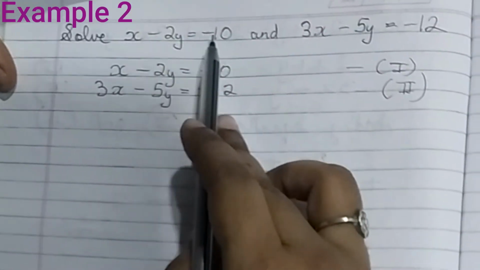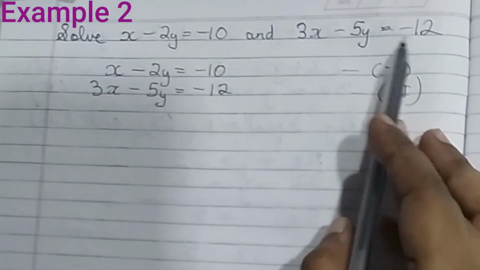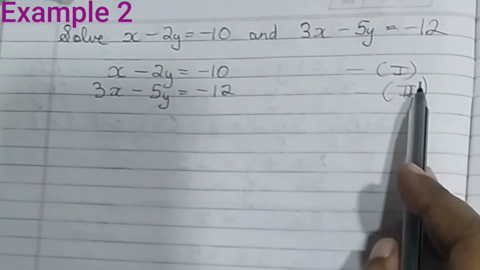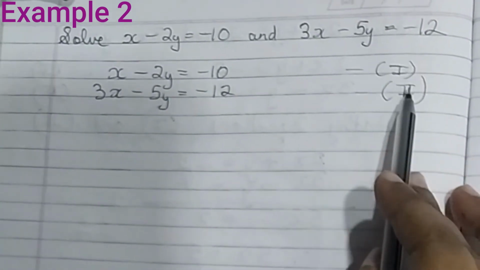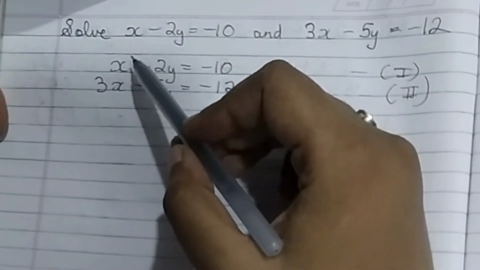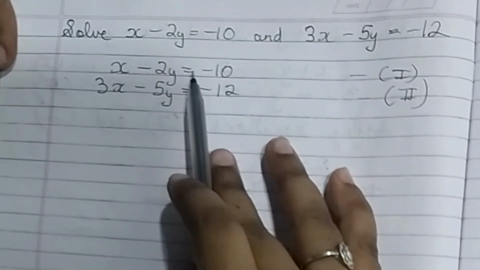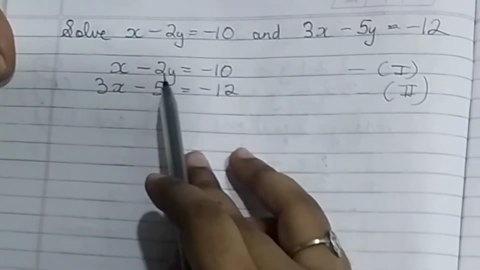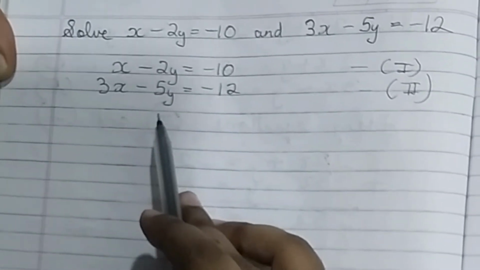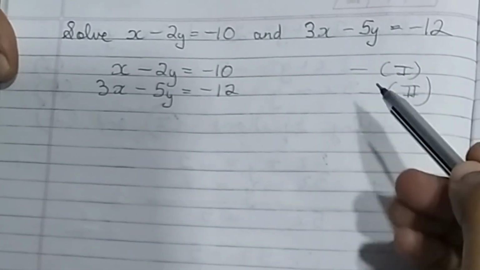Solve x minus 2y is equal to minus 10 and 3x minus 5y is equal to minus 12. Now we have written both the equations and named them equation 1 and 2. Now see here, the same variables do not have the same coefficients. The same variable should have the same or opposite coefficients. In the first example we saw that the y coefficients were opposite.